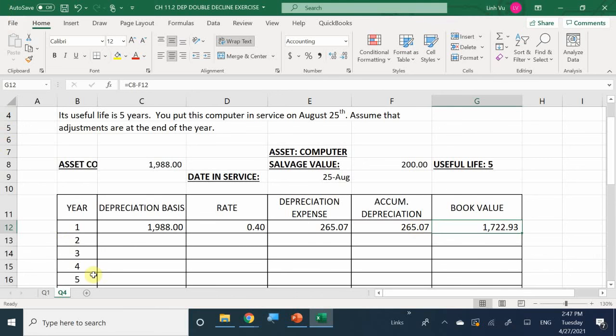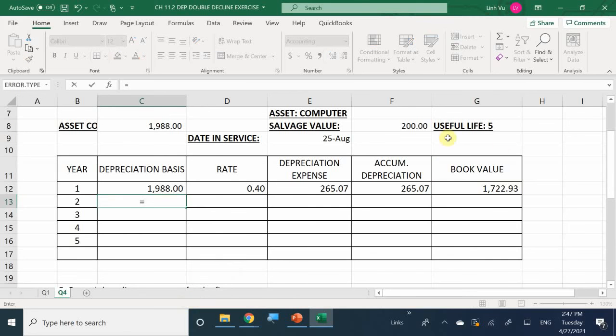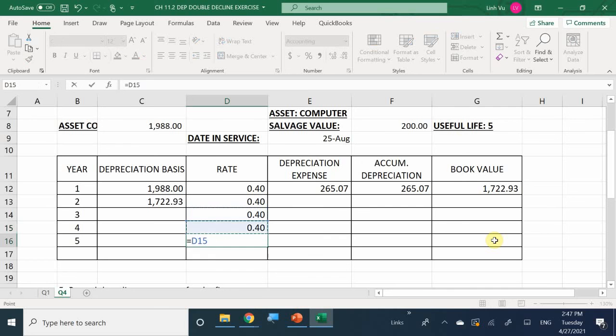So then, what is going to be my depreciation basis for year 2? Book value from previous year. Okay. What's my rate going to be? 40%. Remember, if we understand that we solved for the first one, which is 1 divided by 5 times 2, 40%, it's going to be a constant figure. So this will always be 40%.